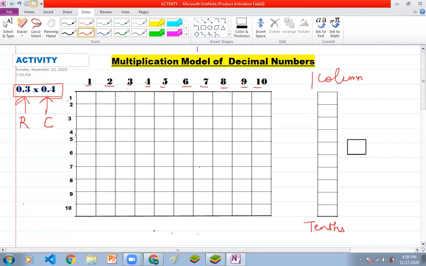Similarly, if I am taking the rows, 1, 2, 3, 4, 5, 6, 7, 8, 9, 10, 10 rows are with me. So it means each column is representing 1/10. So 10 tenths is with me. One column is representing a tenth, and each block is representing the hundredths place. Each block is 1 by hundredth. So for the block, I am representing the hundredths place, and for the column, I am representing the tenths place.